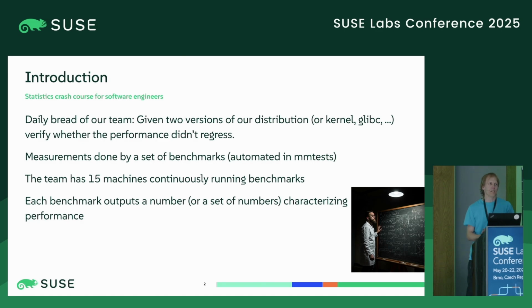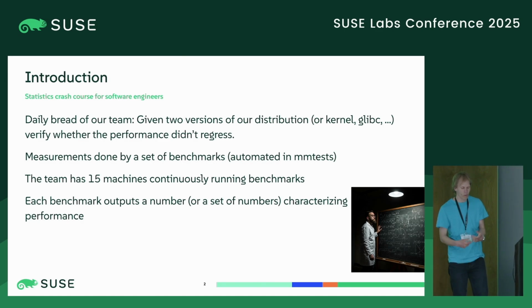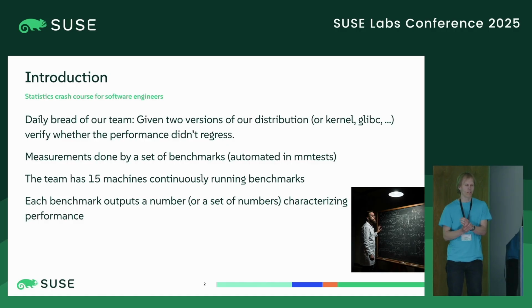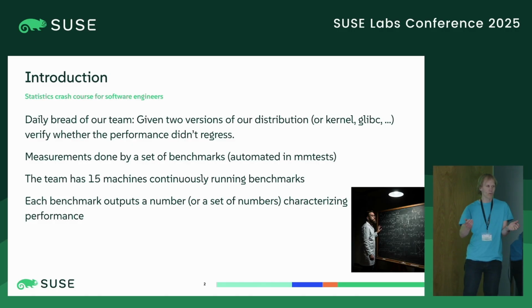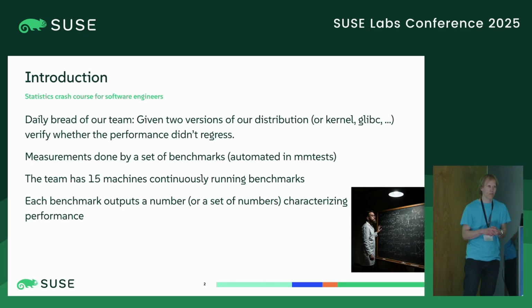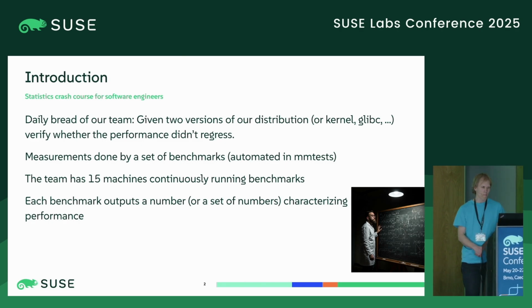So the daily bread and butter of our team is that you have two kernels, or two versions of a distribution, or two versions of glibc, and you want to see whether the performance regressed or whether you even improved. The performance is measured by a set of benchmarks. We have them automated in tests. That's a package that people at SUSE probably know.